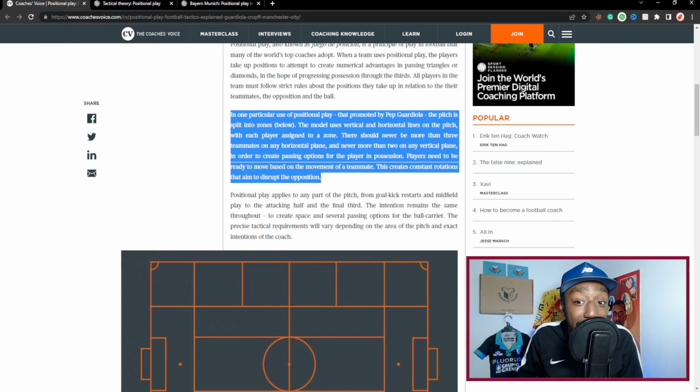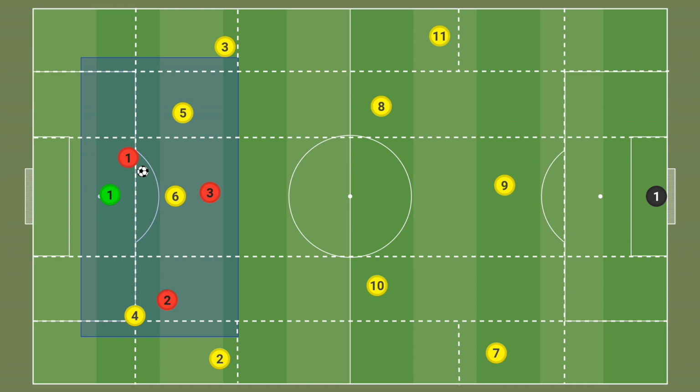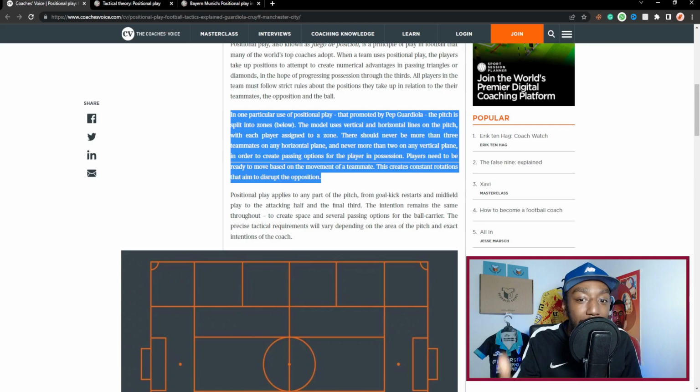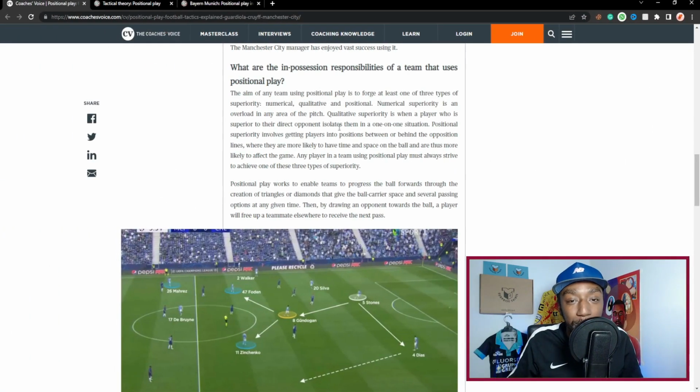Positional play applies to any part of the pitch, from goal kick restarts and midfield play to attacking half and the final third. The intention remains the same throughout, to create space and several passing options for the ball carrier. The precise tactical requirements may vary depending on the area of the pitch and the exact intentions of the coach. Now, what are the in-possession responsibilities of a team that uses positional play?